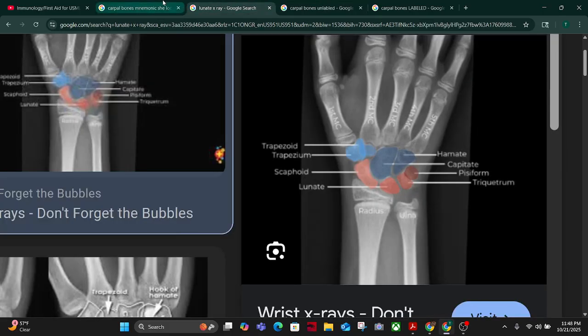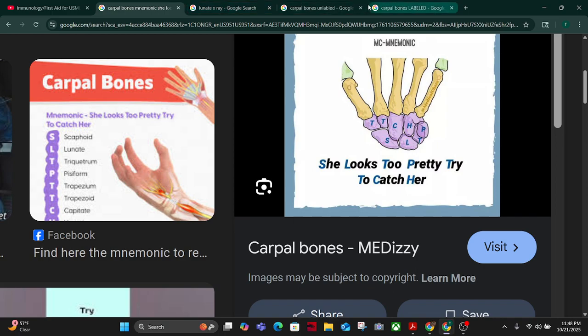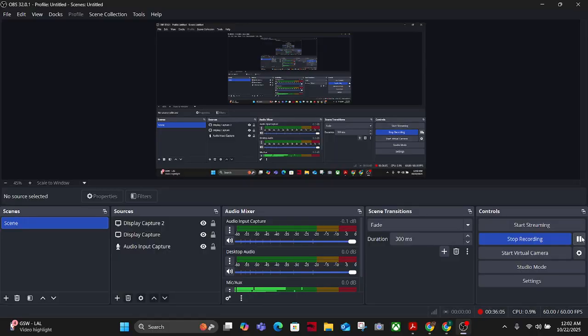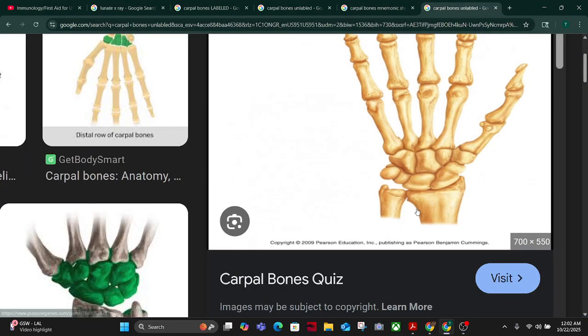Alright, let's go to something unlabeled. So, we should know this. So if I said to identify the lunate here, what would it be? It would be this one. So you know how this is the radius. Right above the radius, there's always going to be the scaphoid. She looks too pretty. Try to catch her.